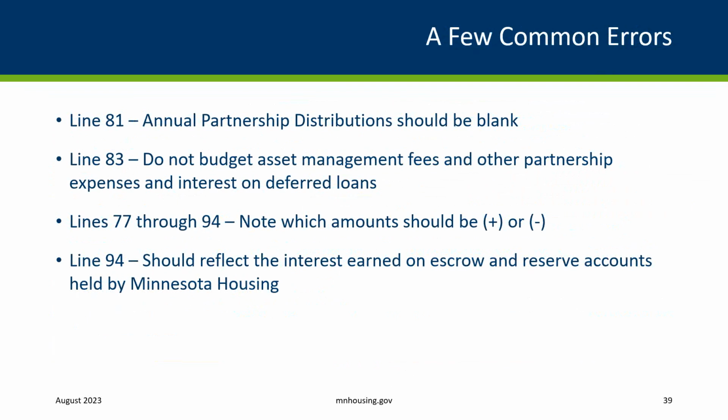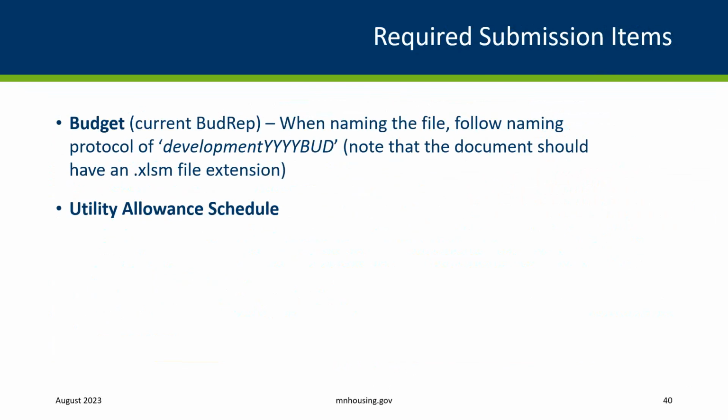A few more common errors include line 81, annual partnership distribution, should be blank. Line 83, do not budget asset management fees and other partnership expenses and interest on the deferred loans. Accrued partnership fees and interest on deferred loans should be reported on the monthly operating reports on line 76 and 83. For the adjustments that appear in line 77 through 94, note which line items should be entered as positive or negative. A plus or minus sign appears in the parentheses after each line item. Line 94 should reflect the interest earned on escrow and reserve accounts held by Minnesota Housing.